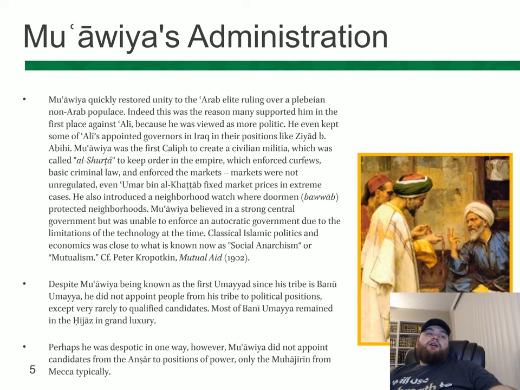Certainly, the Ansar felt probably marginalized by this, but you also have to remember that the Ansar were the big core supporters of Ali's caliphate, right? They were part of Shi'at Ali, his party of followers, right? So probably Muawiyah didn't trust them. That's my guess.